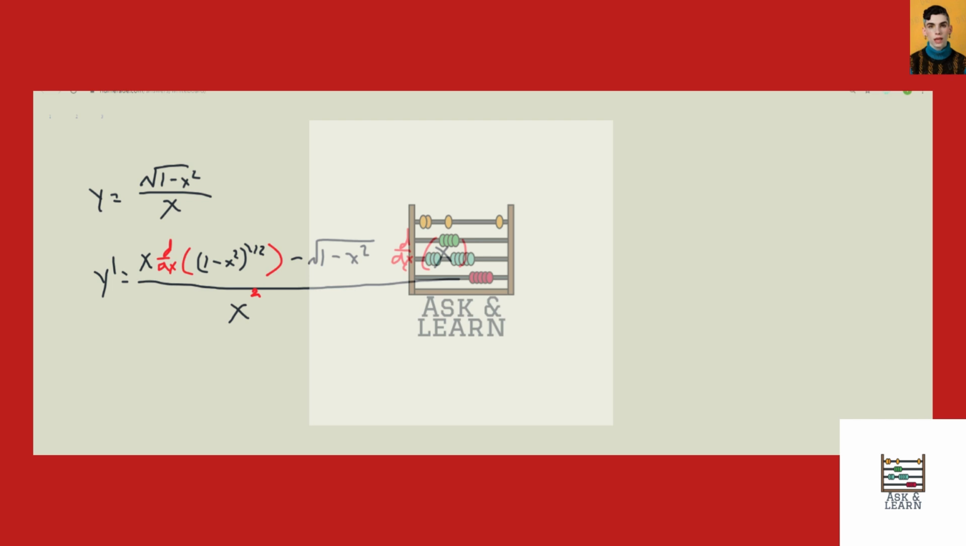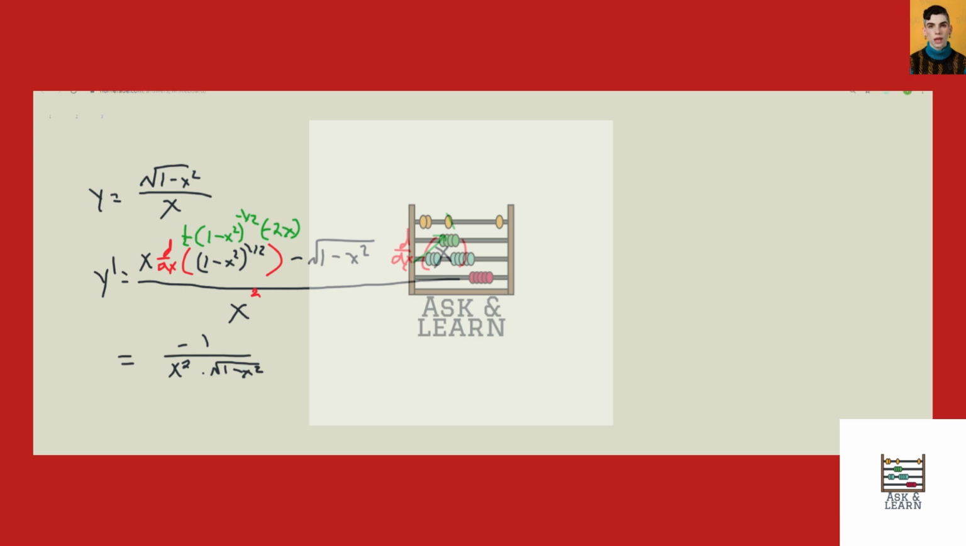Now the derivative of 1 minus x squared to the 1/2 power, we need to use power and chain rule. So it's going to be 1/2, 1 minus x squared, now to the negative 1/2 power, and the derivative of the inside of 1 minus x squared is going to be negative 2x. And the derivative of x is just going to be 1. Now we can use a little bit of algebra to simplify this down to negative 1 over x squared times the square root of 1 minus x squared.